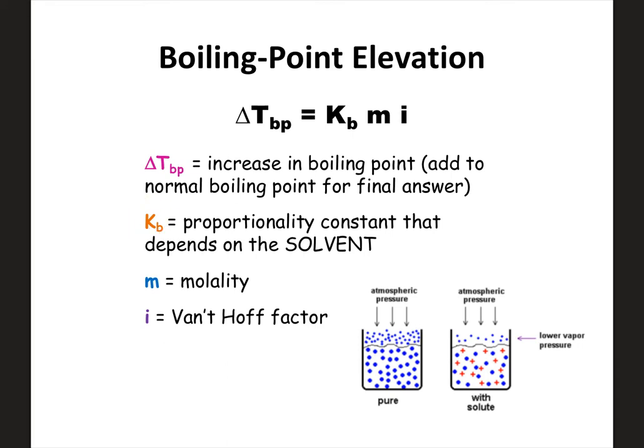Kb is this proportionality constant. It's dependent upon the solvent itself. All right, so it's a constant here that is depending on the solvent. m is the molality. So we've already looked at molality. We know the molality is the moles of solute for every kilogram of solvent. And i is this new letter here. It's the van't Hoff factor. And we have to talk about what that actually is and how that works on the next slide. So this is the equation you will need to use for boiling point elevation problems, and you'll need to be able to actually do problems with this.